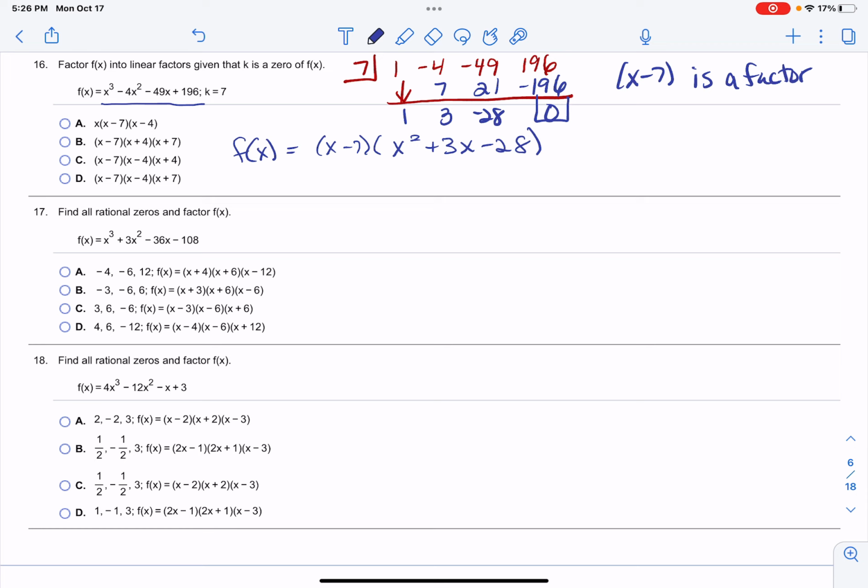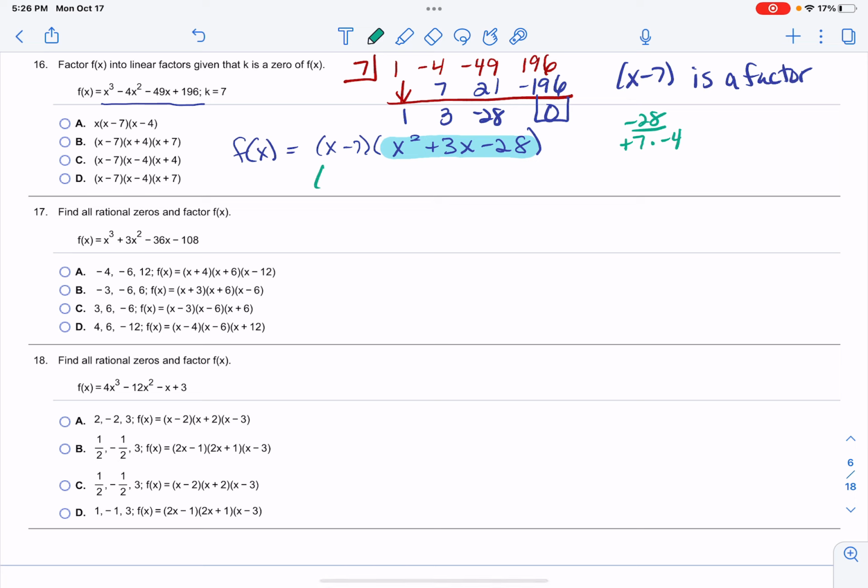Now we want to completely factor it. So this polynomial here is a trinomial, and with a leading coefficient of 1, we can factor it by finding factors of negative 28 that will add up to positive 3. The pair of factors that adds up to positive 3 would be positive 7 and negative 4. Multiplied give you negative 28, added will give you positive 3.